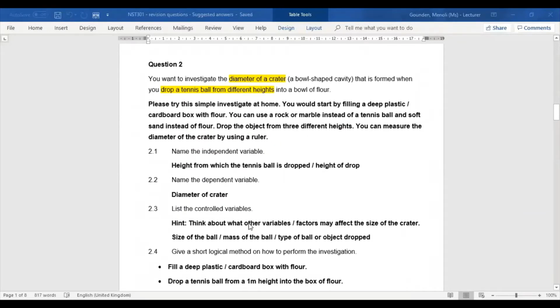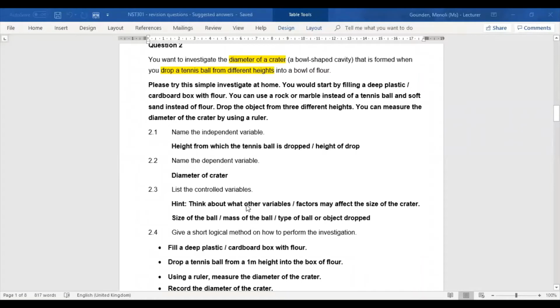Okay, now going on to question 2, and here this question talks about investigating the diameter. For those of you that don't know, the diameter is, when you look at a circle, the width across, and half a diameter, for example, is the radius. The circumference is all around the circle. So here you are talking about the diameter of a crater, and you want to know how the diameter of a crater is affected when you drop an object from different heights. And in this case, you are using a bowl of flour.